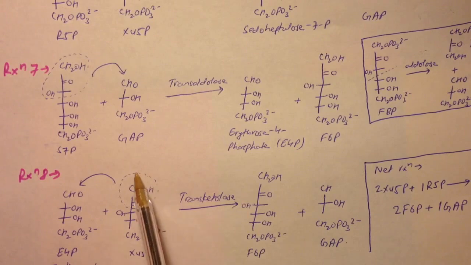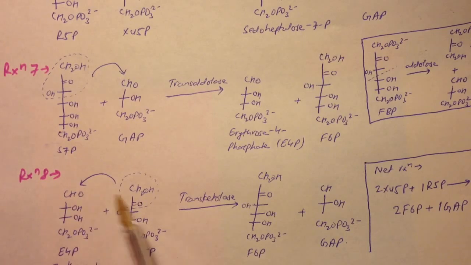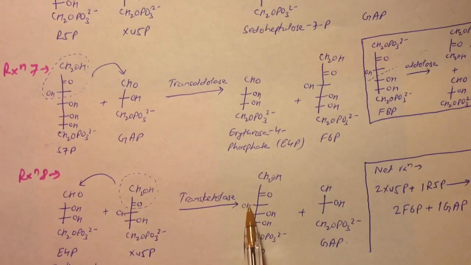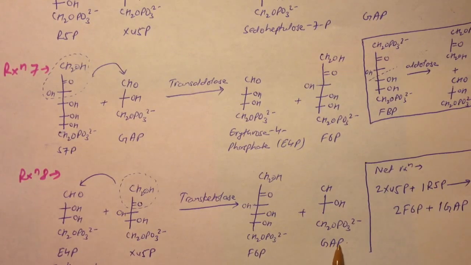So in this case too, this top portion is cut off and it goes and stays on the top of erythrose 4-phosphate. This CHO changes into CHOH here, and this one goes and sits on the top. That makes a fructose 6-phosphate, and this remaining part makes a glyceraldehyde 3-phosphate.